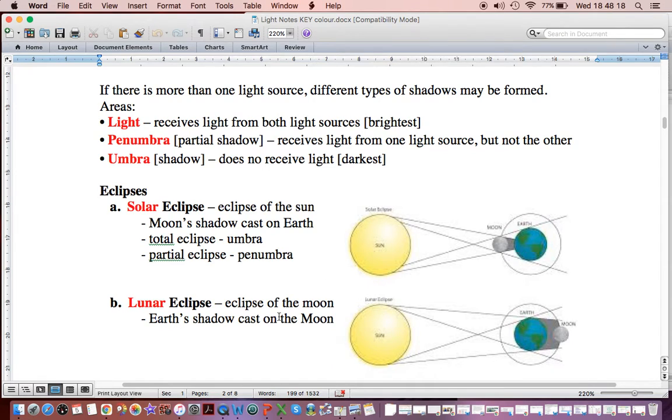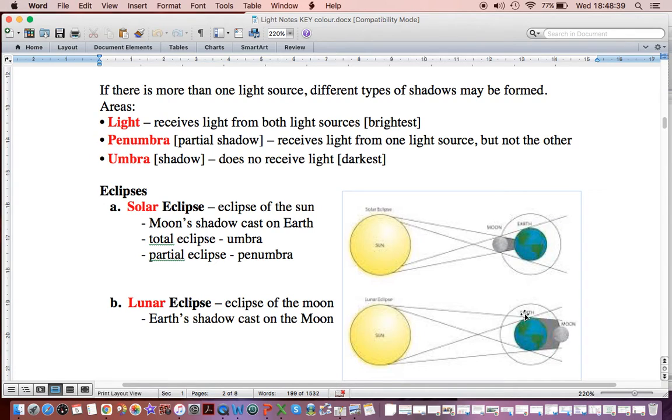In a lunar eclipse, now instead of the moon being in the middle, the Earth is in the middle. The Earth is casting the shadow. And that shadow will envelop the moon, and the moon will move through it, and it will often have very interesting colors. Orange colors as it leads up to it and as it comes out of a total lunar eclipse.